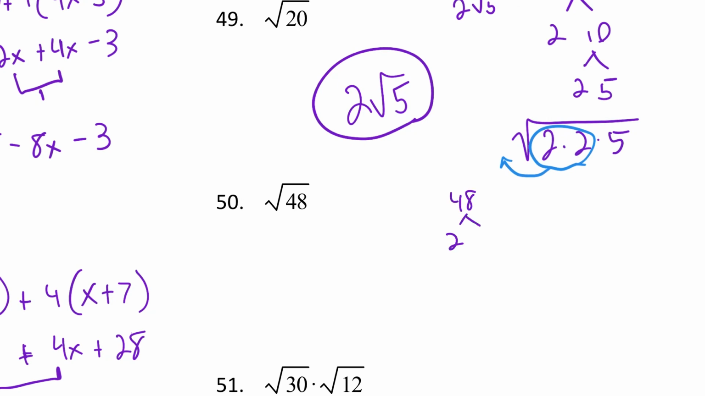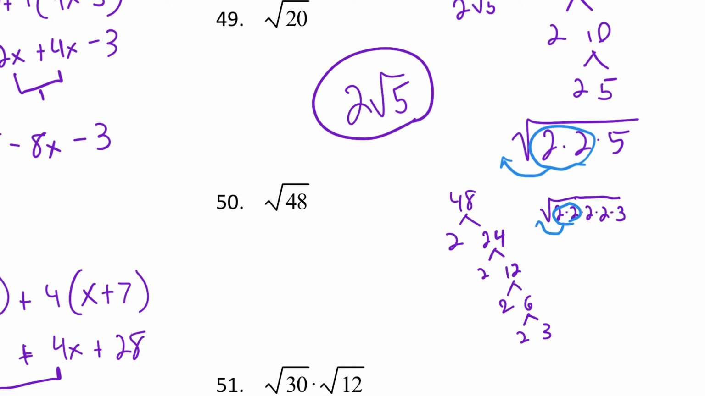All right, 2, 24. 2 and 12. 2 and 6. 6 is 2 and 3. Ooh. This one's nice. So the square root of 48 is the same as the square root of 2 times 2 times 2 times 2 times 3.